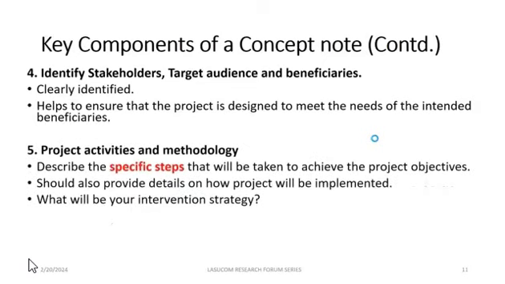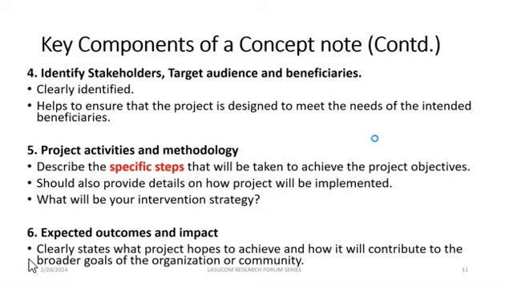The project activities and the methodology should describe specific steps that will be taken to achieve the project objectives. They should also provide details on how the project will be implemented and what your intervention strategy will be. What are the expected outcomes and the impacts? How would you know? Are they measurable? You must state how you would measure the success of your project.